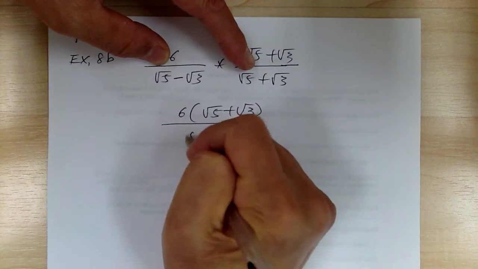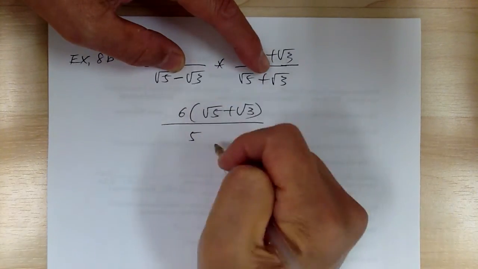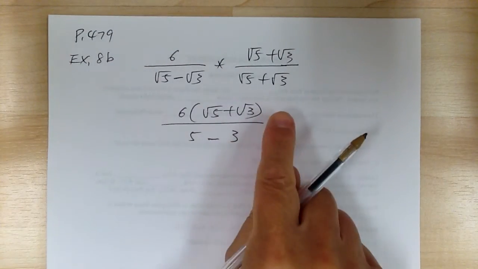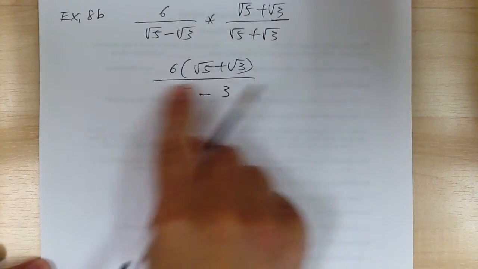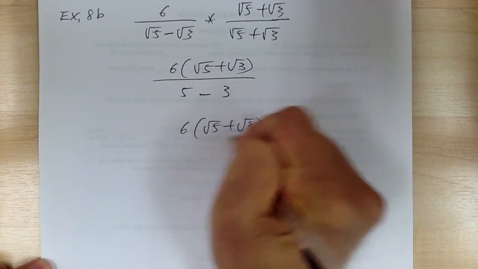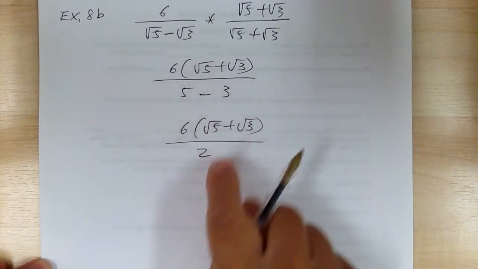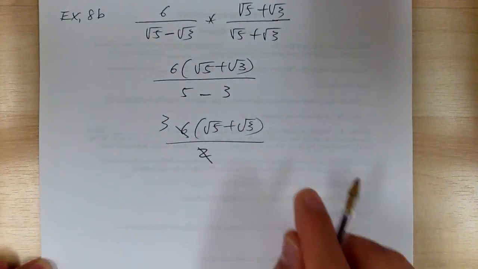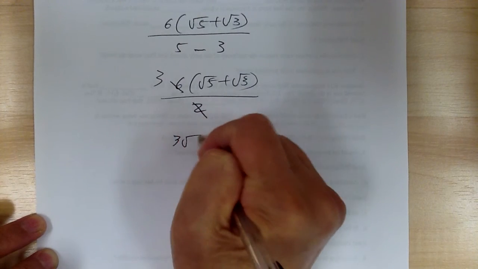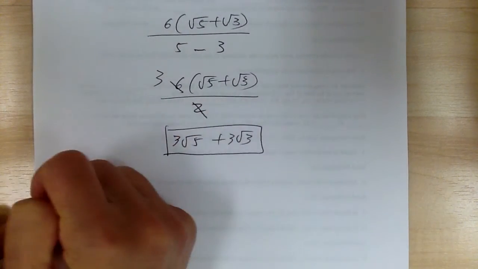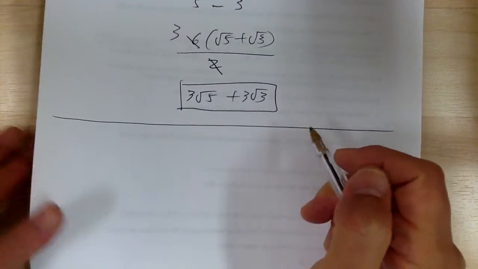So this will give you a 5. This will be a minus. And this will be a 3. Now you only do this with the conjugates. Okay? So now you go and work it out. So you got 6 times square root of 5 plus square root of 3 over 2. And then after you cancel, this is when you're going to multiply out. So you got 3 square root of 5 plus 3 square root of 3. Okay, let's go to example C.